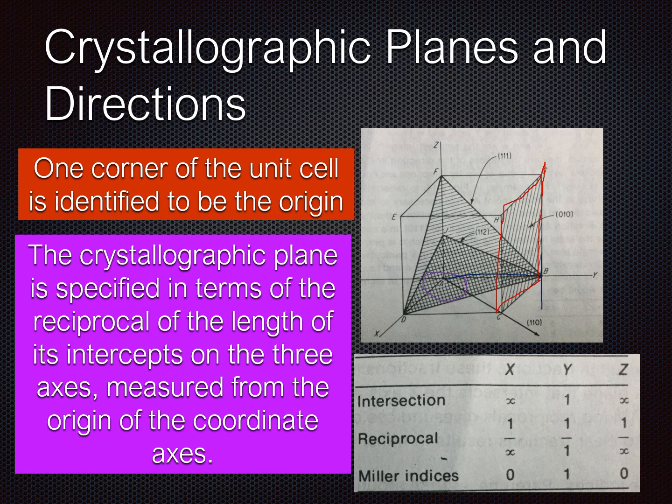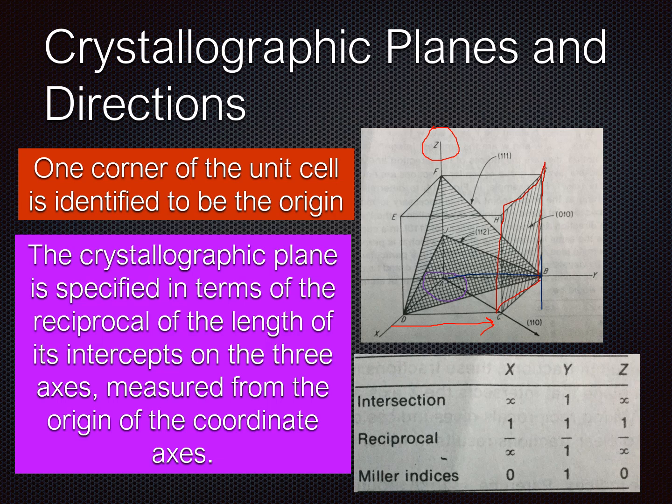So this plane is parallel to the x-axis, which is over here. Also this plane is parallel to the z-axis over here. That means it is intersecting these axes at infinity. Therefore, the illustrated plane has Miller indices of 0, 1, 0.